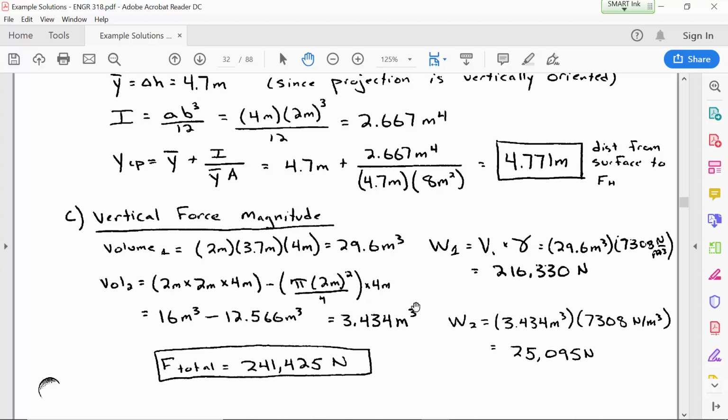So we have the overall volume of that smaller element up above. So here's the volume 1 and the weight of the oil associated with that. Volume 2, and then multiply, oh, it's not water, oil. Shouldn't have said water. Then element 2 multiplied by the unit weight of that fluid. So the sum force, 241 kilonewtons. So that's the magnitude of the vertical force. Any questions about this example problem?